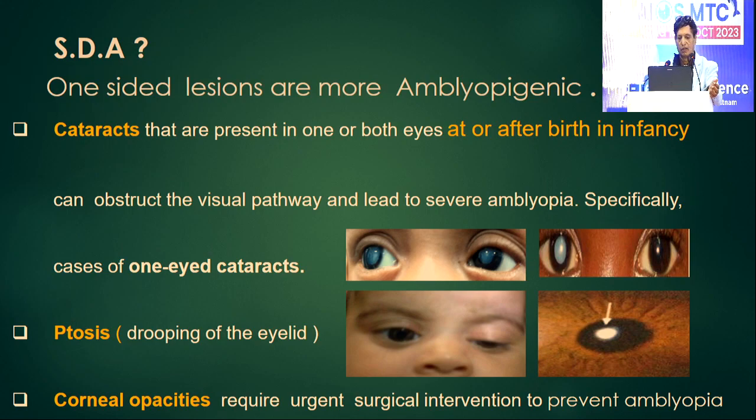So cataracts that are present in one or both eyes at or after birth, in infancy, can obstruct the visual pathway and lead to a severe type of amblyopia, especially in cases of one-eyed cataracts. Then ptosis, a drooping of the eyelid covering the pupillary area, can also cause intractable amblyopia. Corneal opacities, even the smallest opacity in the center of the cornea, maybe just 2-3 millimeters, can result in dense amblyopia. It needs surgical intervention as early as possible. It is a sort of emergency.